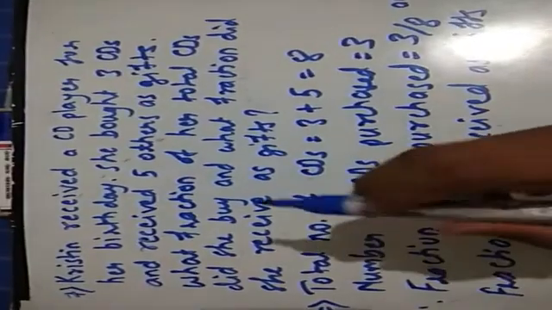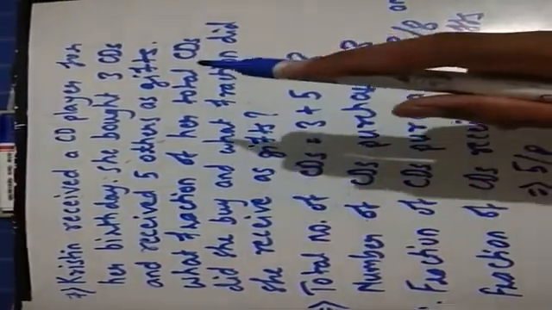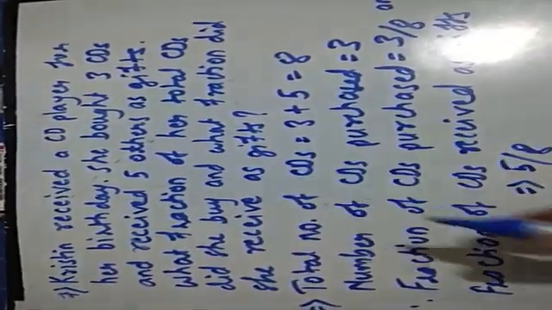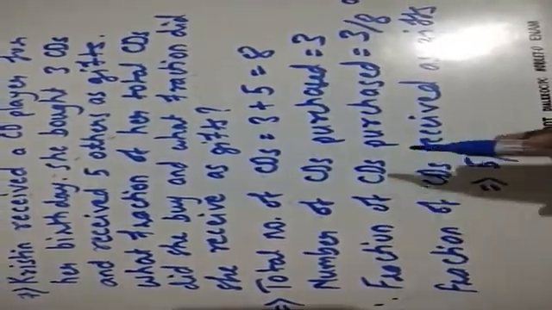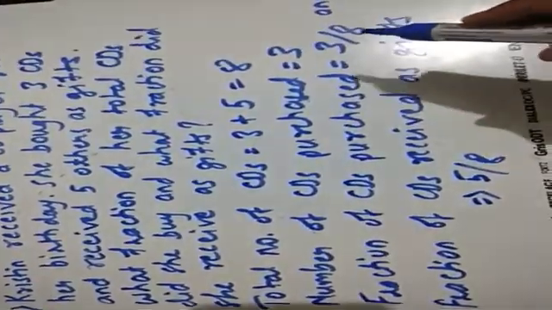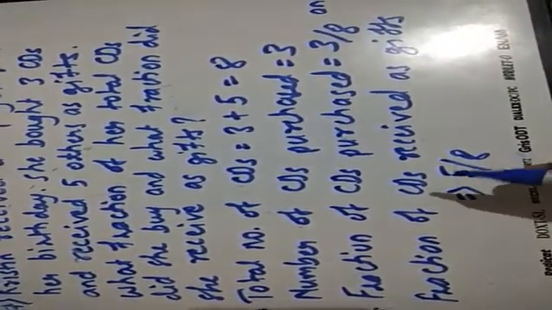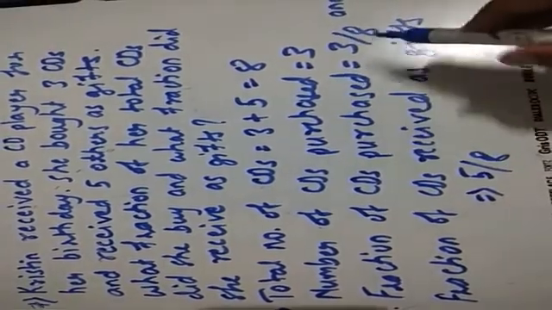Here we have to write the fraction of her total CDs with the number of CDs she bought and the number of CDs she received. Therefore, here the number of CDs purchased is equal to 3. Therefore, the fraction of CDs purchased is equal to 3 upon 8, as the total number of CDs is 8 and the number she purchased is 3. And for the fraction of CDs received as gifts, the total number of CDs is 8 and the number received is 5. Therefore, 5 upon 8 is the fraction. So we have the fraction of CDs purchased, 3 upon 8, and the fraction of CDs received as gifts, 5 upon 8.